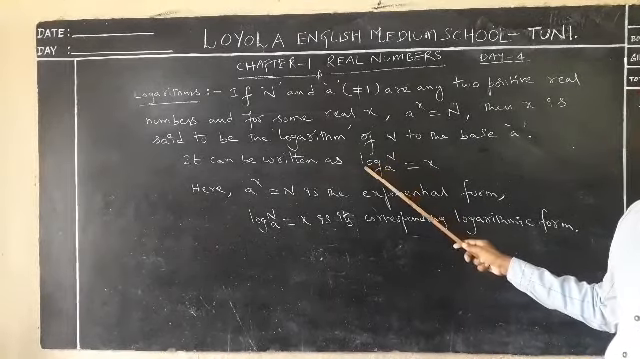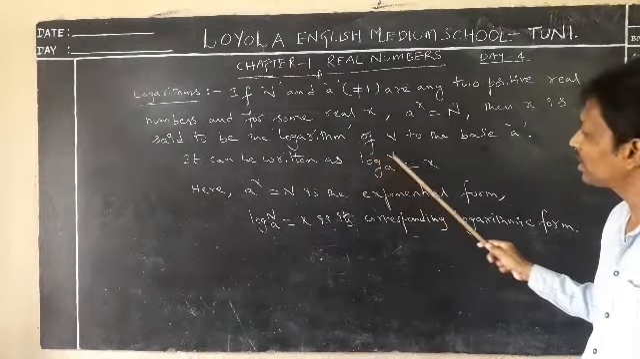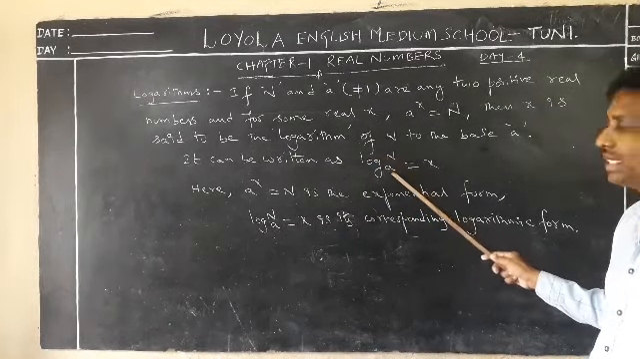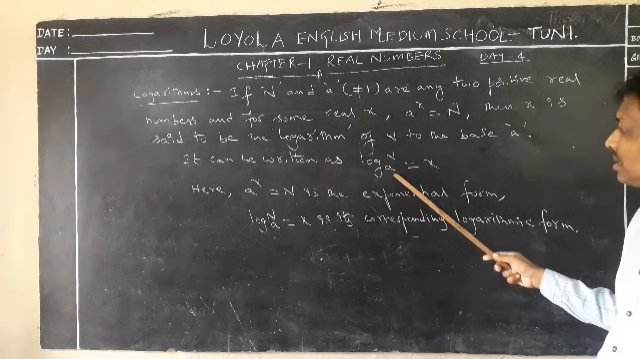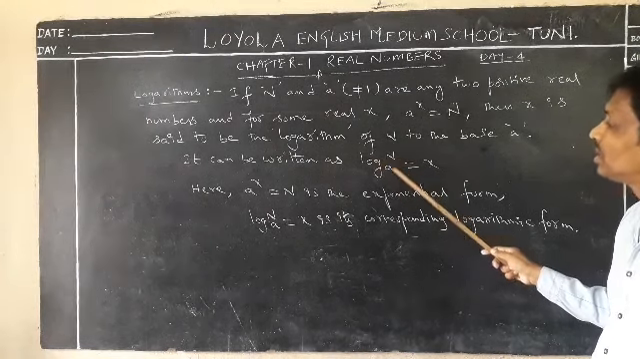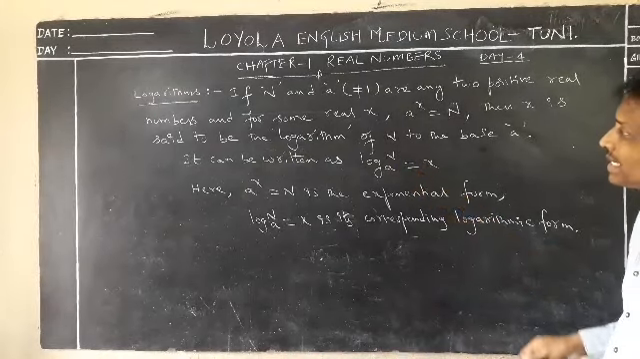How can we read this? Look at the blackboard once. Log n to the base a. Here a is known as the base. Log n to the base a is equal to x.